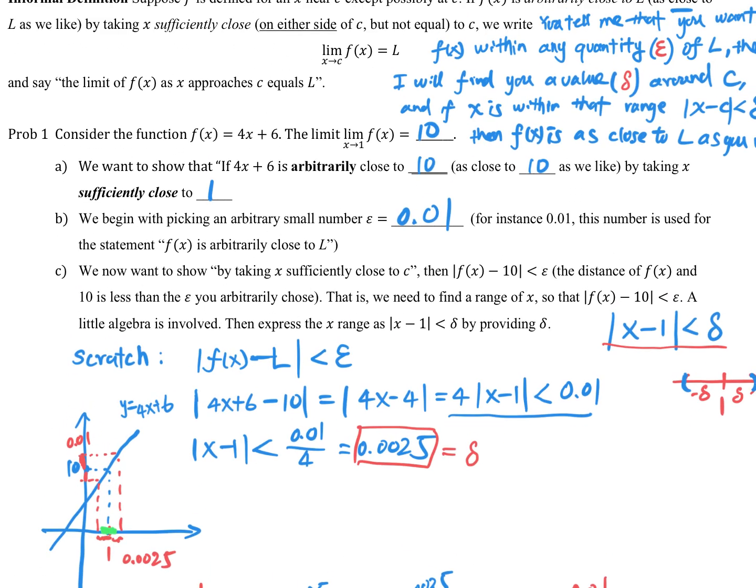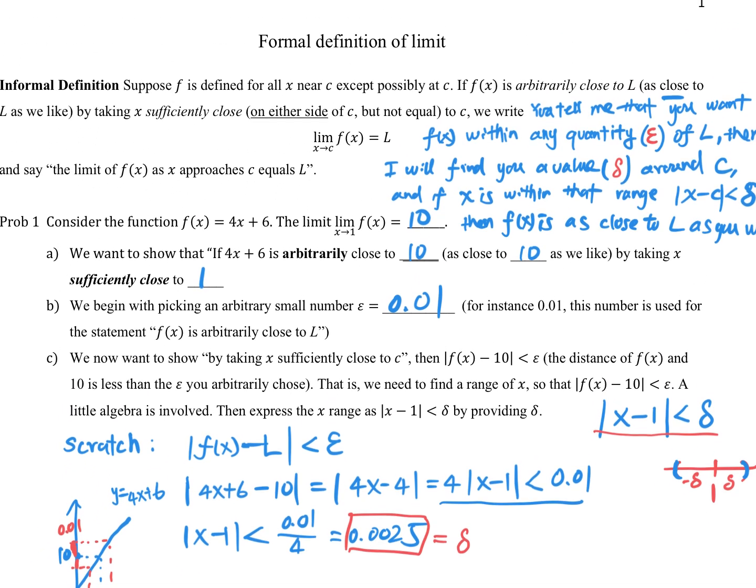So let's go back. Do you see that f of x is arbitrarily close to L, in this case 0.01 away from L, so it's close to L within a 0.01 range, by making x close to c? Like how close? As long as x is within 0.0025 around 1, then your function value is close to this 10 within 0.01 range.